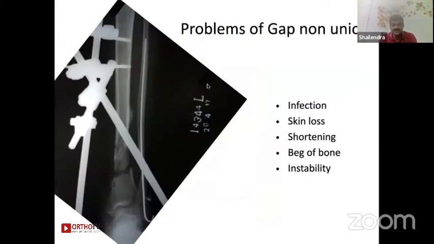Now the real challenge is that this is an external fixator, a gap non-union, and there is a loss of bone in the lower end, the lower one-fourth of the tibia. The most common complications are infection, skin loss, shortening, loss of bone, and instability.